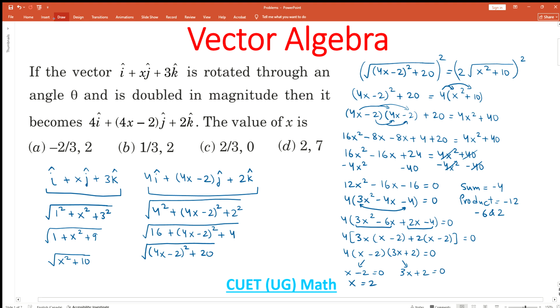Now we can solve the second factor. We should move 2 to the right side. I get 3x equals -2, and we should divide both sides by 3 to isolate x on the left side. I get x equals -2/3. So I get two solutions, x equals 2 and x equals -2/3. So the answer should be option A. This should be the final answer for this problem.